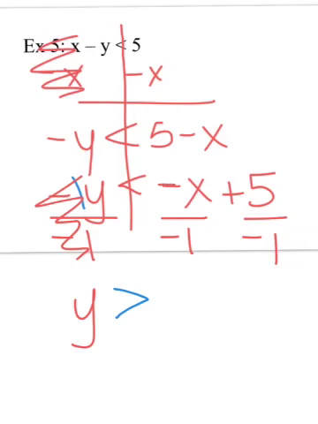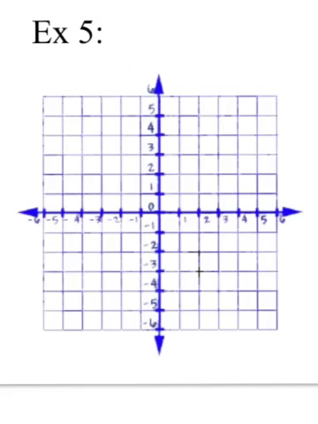When you divide by a negative, you flip the inequality the other direction. Okay? Negative 1x divided by negative 1 is positive 1x. 5 divided by negative 1 is negative 5. So my slope is positive 1, my y-intercept is negative 5.